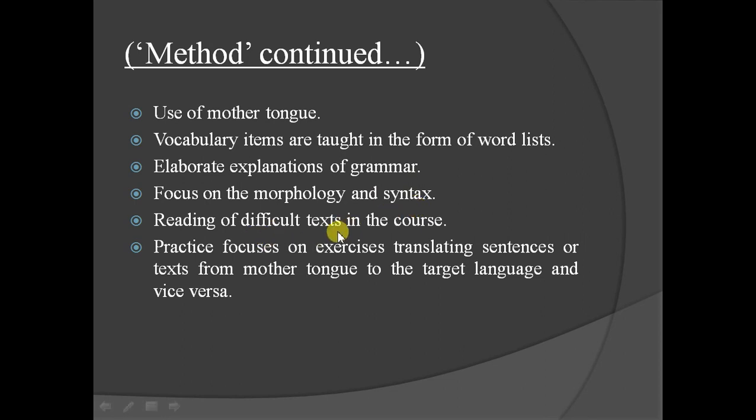Focus on morphology and syntax, again the same thing, where structure is emphasized. Reading of difficult texts in the target language. Suppose we are learning a language, we are given difficult texts to read in our classroom. Practice focuses on exercises, translating sentences or text from the mother tongue to the target language and vice versa. Two-way translation from the target language to the native language and from the mother tongue to the target language. These are the exercises, these are the methods that are applied in the grammar translation method.